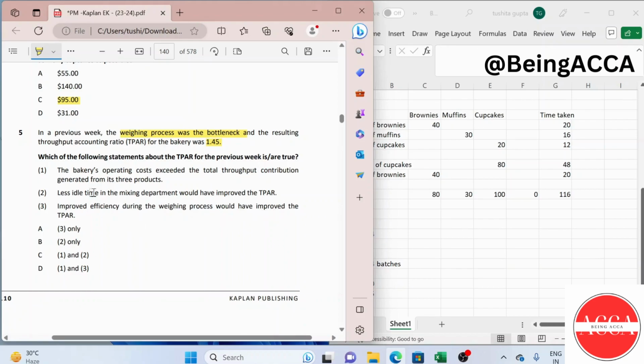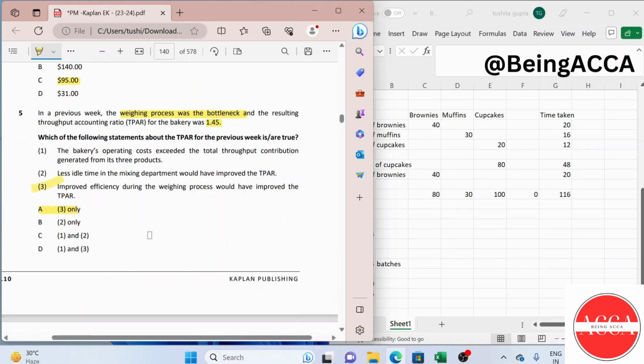Okay, so moving to the last one, improved efficiency during the weighing process would have improved the TPAR. Yes, this is absolutely correct because this was our bottleneck process. And had we taken less time to process on the weighing process, we would have produced more, and that would have led to an improvement in our TPAR, which means option A is the right answer, which is the third statement only.